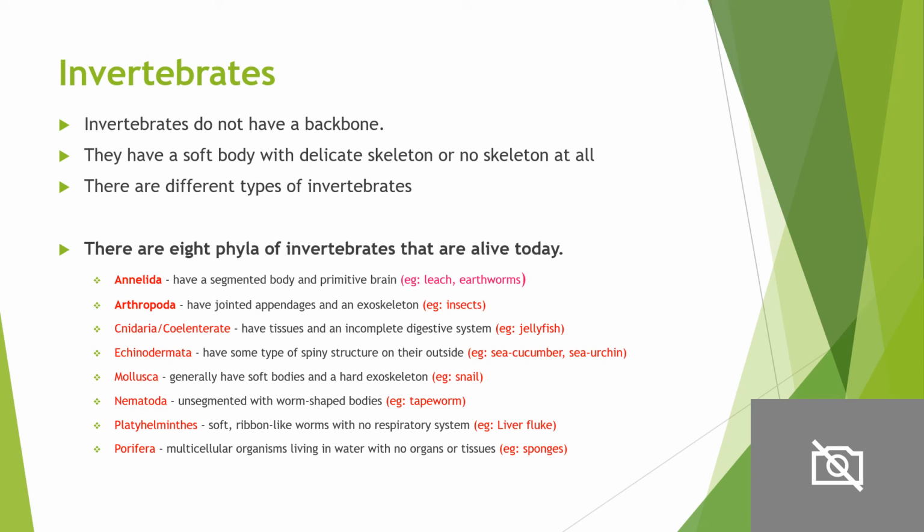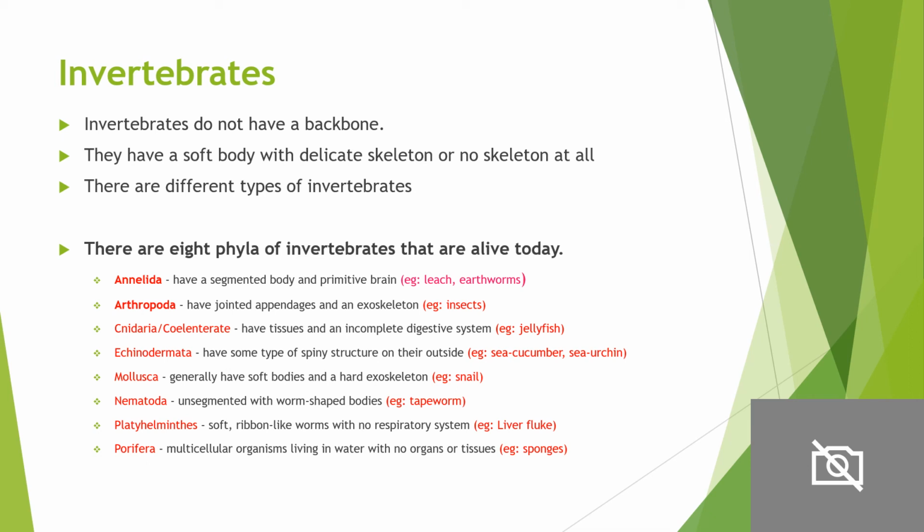Next, Cnidaria or Coelenterata have tissues and an incomplete digestive system, like jellyfish. Echinodermata have a spiny structure on their outside, like sea cucumber and sea urchin. When I explain Echinodermata, I'll show the pictures also, so when you see the pictures, you'll get some ideas. Next, Mollusca generally have soft bodies and a hard exoskeleton, like a snail. A snail will have a bump on the body.